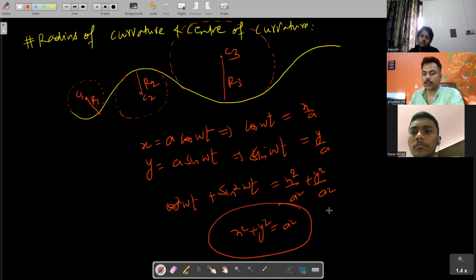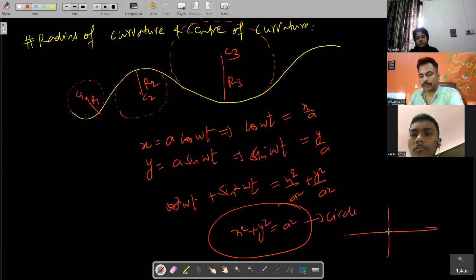And this is the equation of a circle, with center at the origin (0, 0) and radius a. So this is the standard equation, and we can easily find its center of curvature and radius of curvature, that is a.